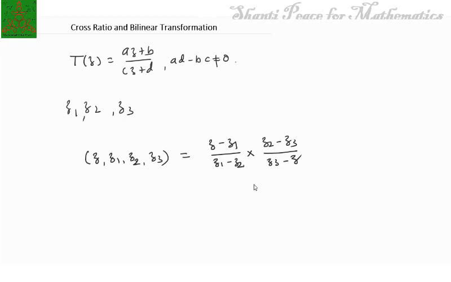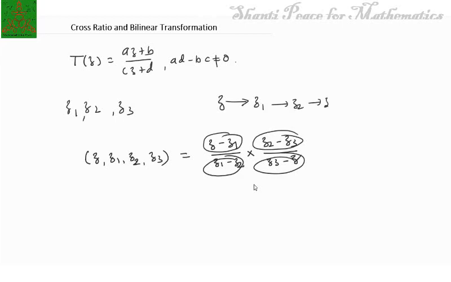So you just observe how I have written this expression. First I have written this and then this, then I have written this and then this. The procedure is a cyclic order you have to take: z, then z1, then z2, then z3, and then again go back to z. So it is z minus z1, then z1 minus z2, then z2 minus z3, and the last one is z3 minus z. In that manner you can remember how to write it down.